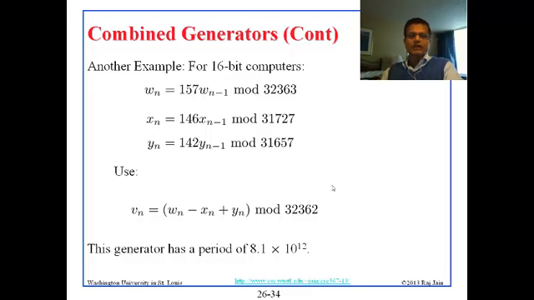Another example would be if you have a 16-bit computer, which most of us don't have anymore. But if you had a 16-bit computer, then you could use 3 generators as shown here and get a period which is very large.